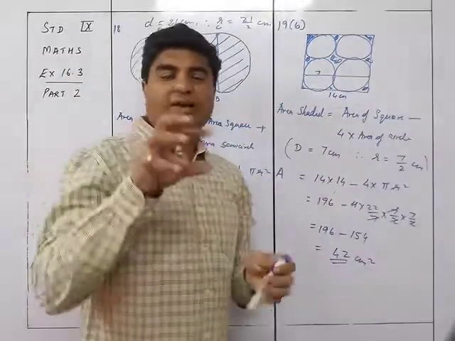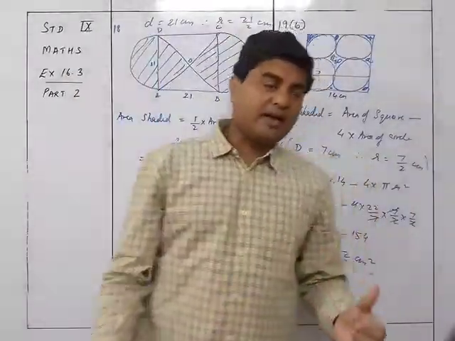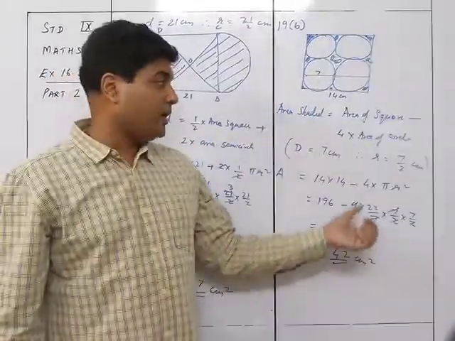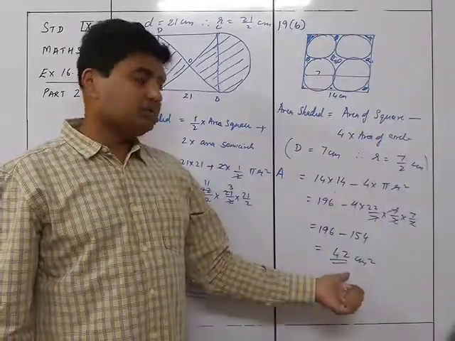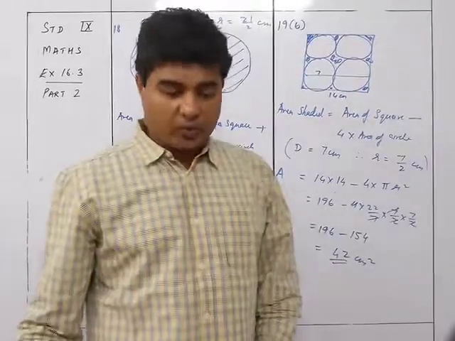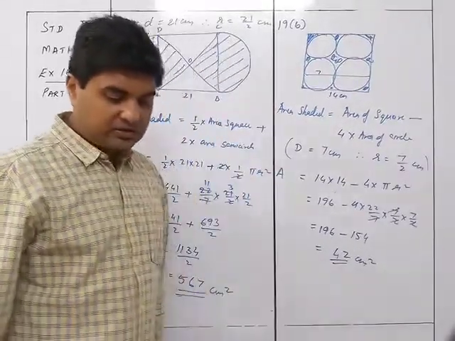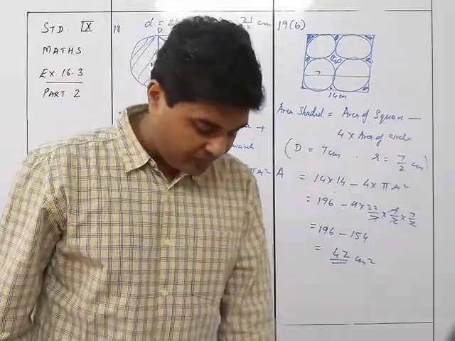That is the area of the region left after cutting out the circles. That will be 42 centimeter square, because area of the square minus area of the 4 circles will give you the resultant area that we require. So that was sum number 19b.